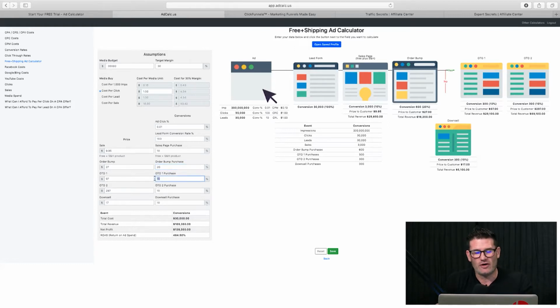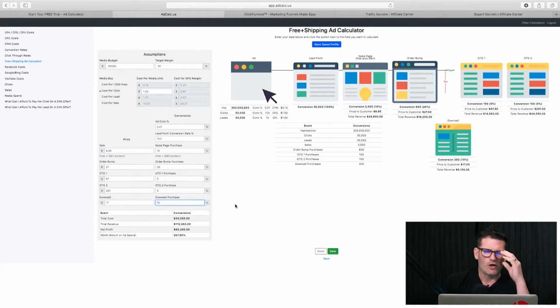As you go on in the flow and it gets more expensive, your conversion rates are going to drop, but you're charging more. So it makes sense. Let's say for OTO1, the conversion rate is 5%. And for OTO2, let's say the conversion rate is 5%, just for easy numbers. And let's say we're seeing a 10% conversion on the downsell.